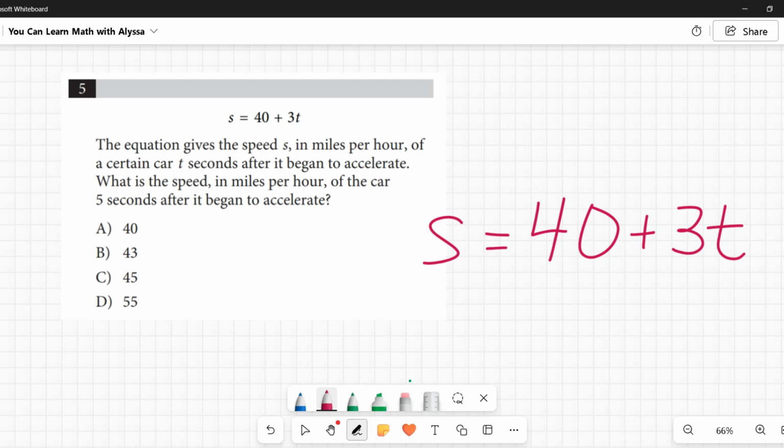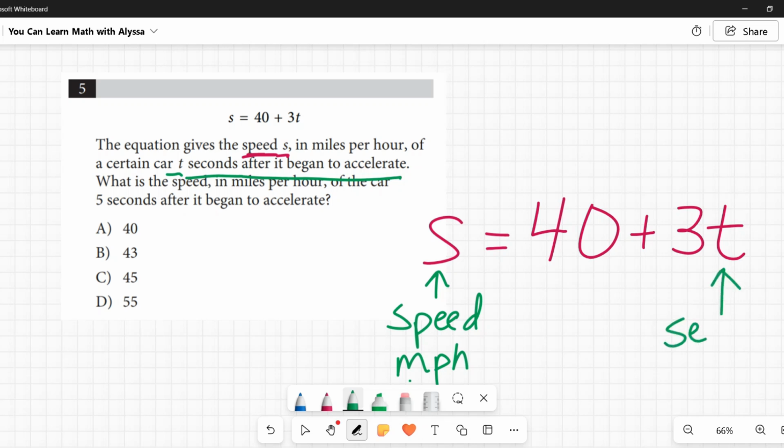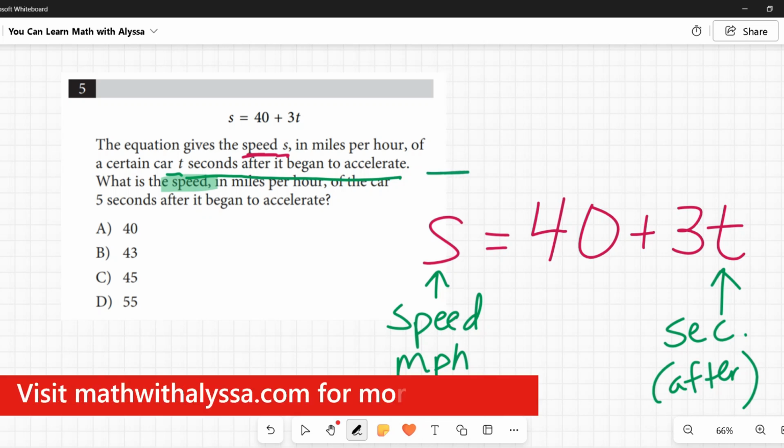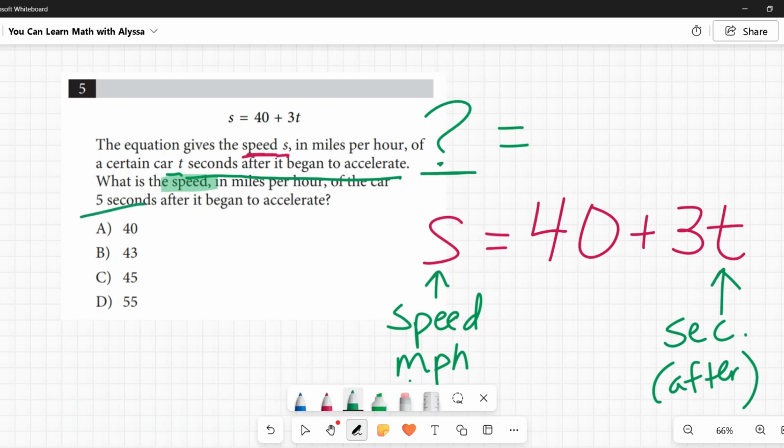So here's our equation, s equals 40 plus 3t. We are told that s is the speed in miles per hour. So s is my speed in miles per hour. Then we're told t is the number of seconds after it began to accelerate. So t is my seconds after it began to accelerate. Our question here: what is the speed? So we're wanting to know what this is. This is our big question mark. What is the speed 5 seconds after it began to accelerate?